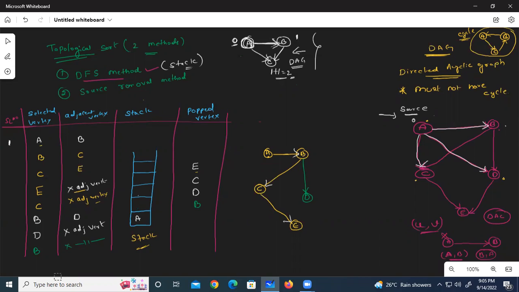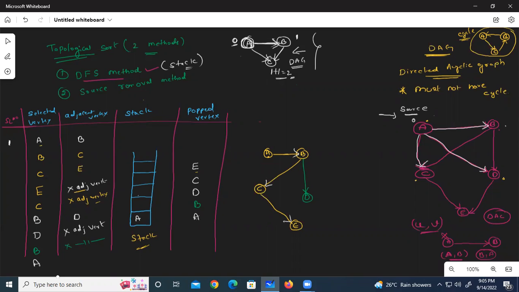Okay, done. Now what is left? A is left. Select that vertex. Finally, left is A. Again, see here. A has 3 adjacents. B also visited, D also visited, C also visited. So what is there to visit? Nothing is there to visit. Just pop the A from the stack.